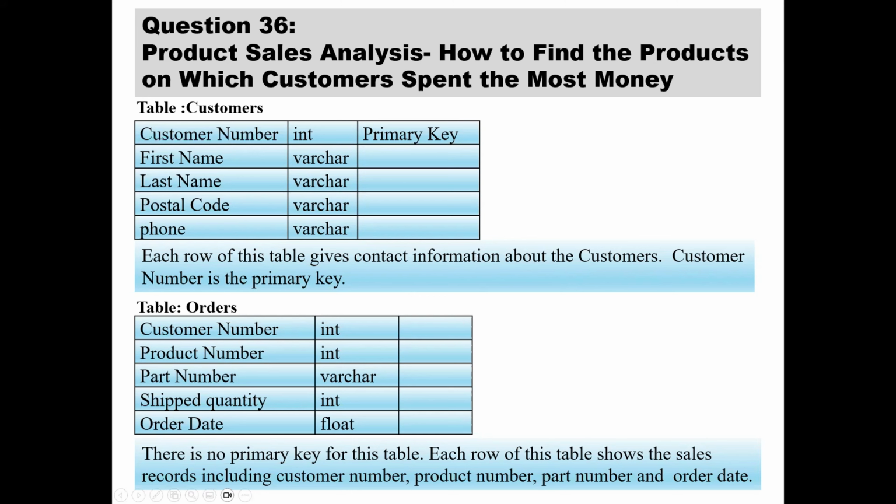The customers table contains customer information such as customer number, first name, last name, postal code, and phone number. Customer number is the primary key. The orders table records the sales transaction details, including customer number, product number, part number, order date, and shipped quantity. Note that there's no primary key here, so duplicates are possible.